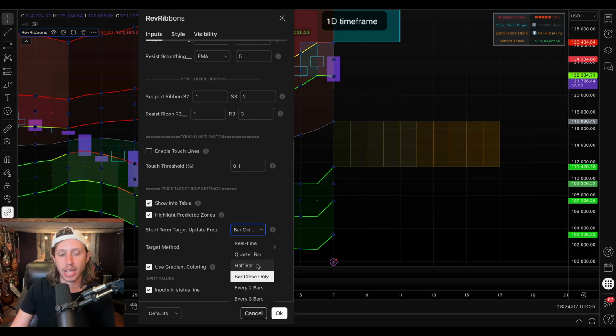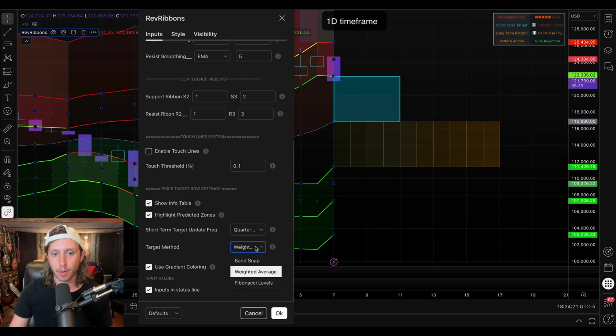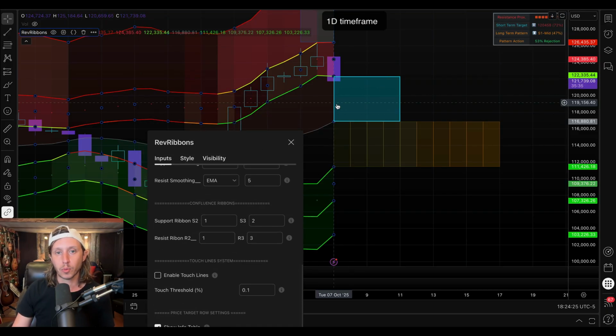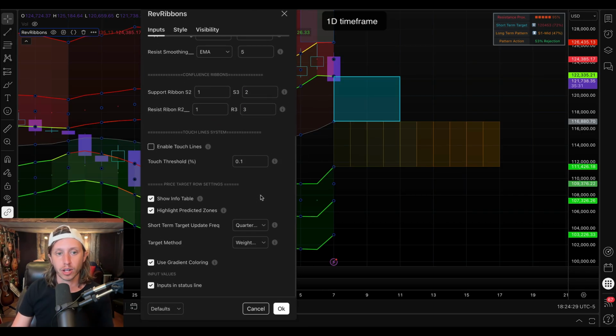So this is where maybe having it on quarter bar or half bar might be useful, because you'll get some updates, especially if price moves severely from where it was. You'll get an update, and it does look like that target was actually hit. So weighted average and band snap are my favorite. Then we have Fibonacci levels, which look at Fibonacci numbers within the bands themselves. I find that sometimes useful, again, to each their own. So that is something I would recommend taking a look at in bar replay.